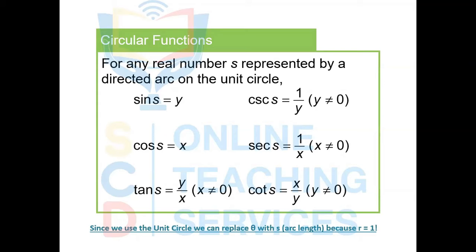So as you notice, from tangent s to cotangent s, we always say that the denominator should not be equal to 0, because if the denominator is 0, then the whole trigonometric function will be undefined. Are we clear on that? Yes. Okay, you can now take a screenshot. Done, sir.